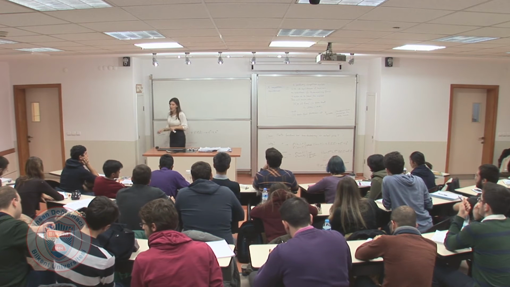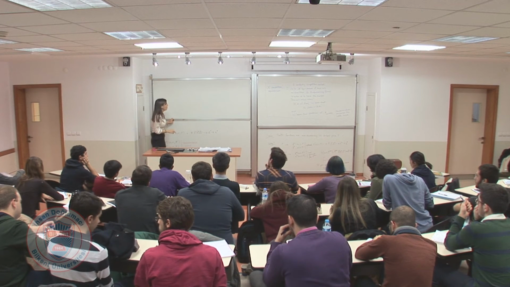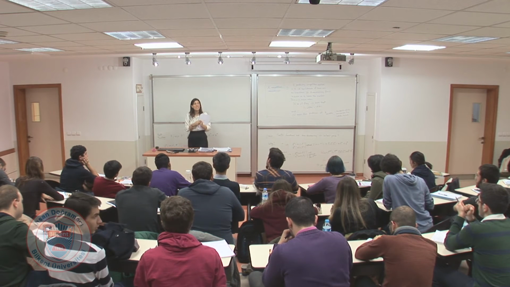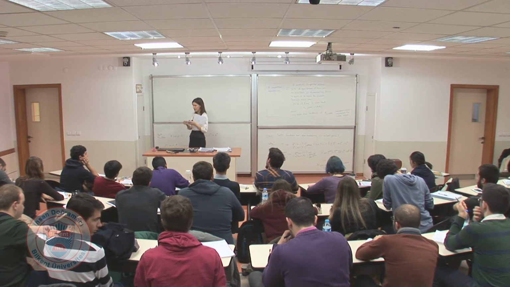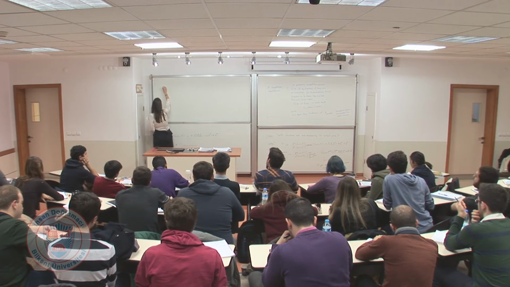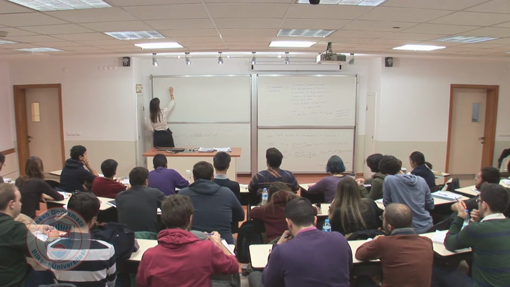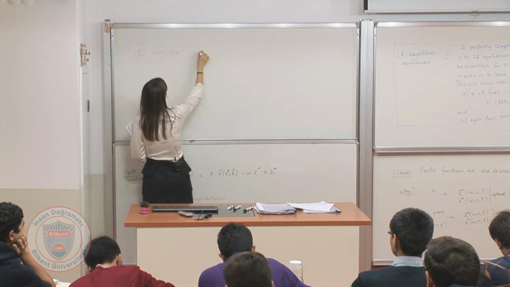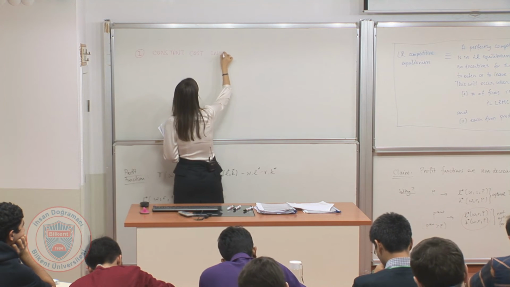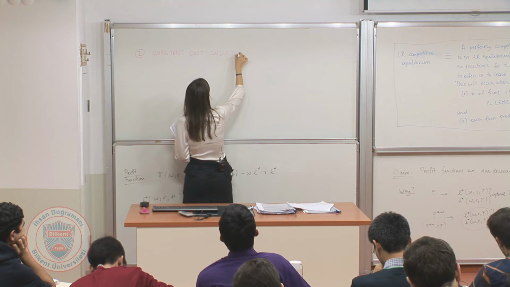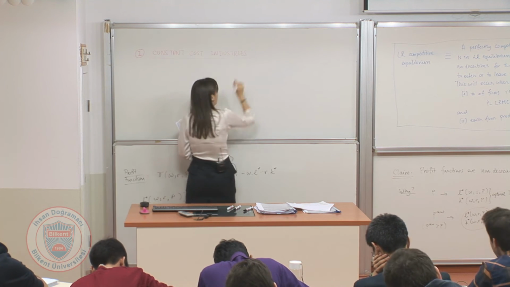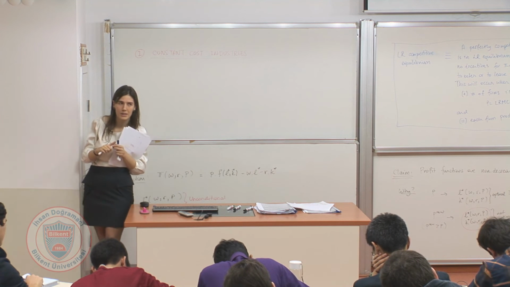Okay, now, so the first one that we're going to deal with is going to be called constant cost industries. Okay, so the first one that we're going to assume is constant cost industries. So what does this mean, constant cost industries?